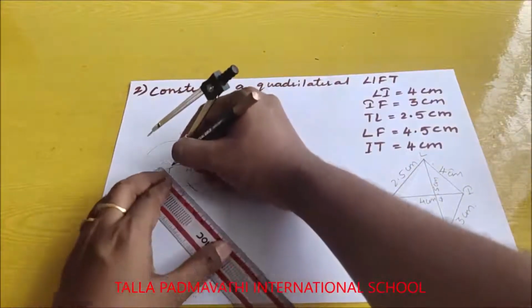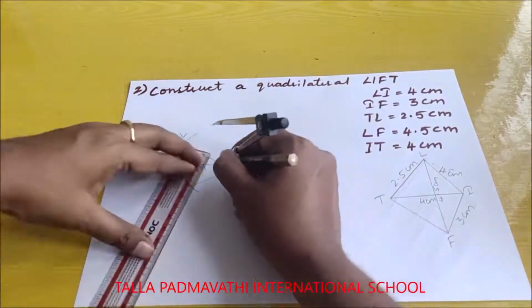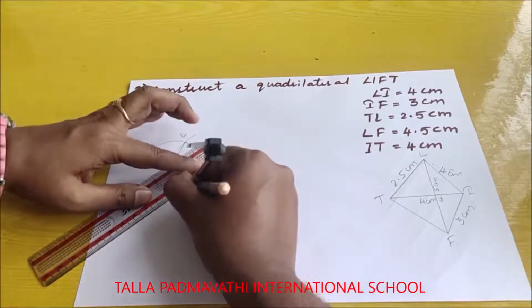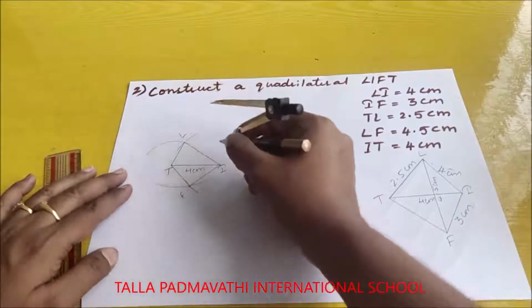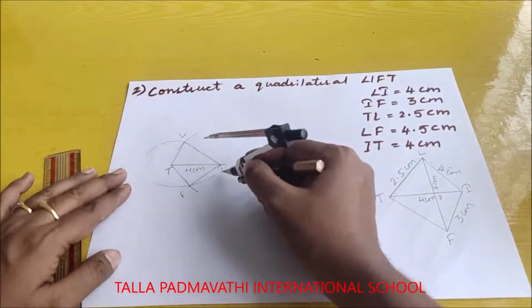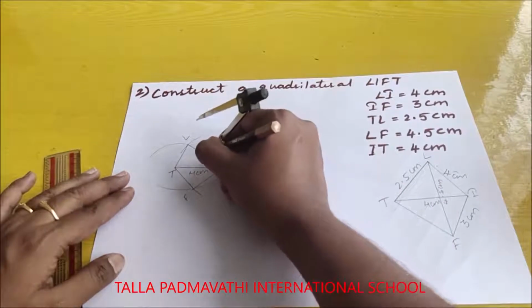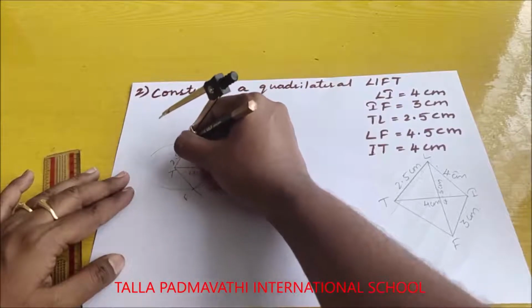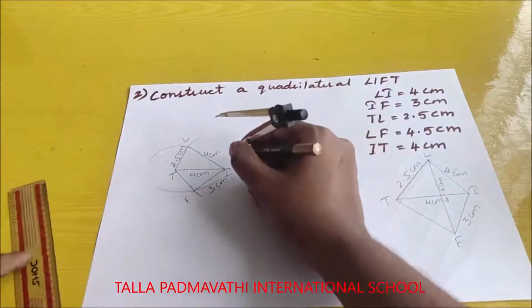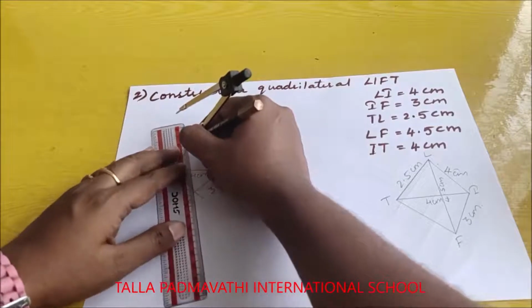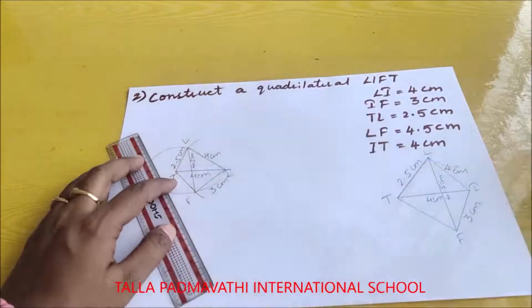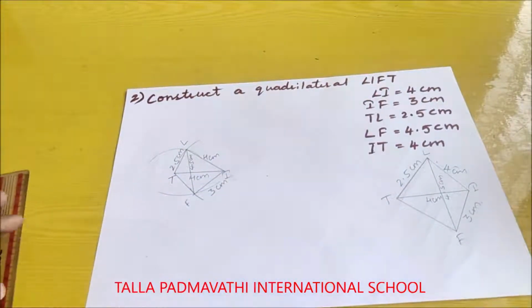So, join TF and IF. So now you got the quadrilateral LIFT, that is lift. So this is the diagonal LF, and this will be 4.5 centimeters. So we have drawn a quadrilateral when 2 diagonals and 3 sides are given.